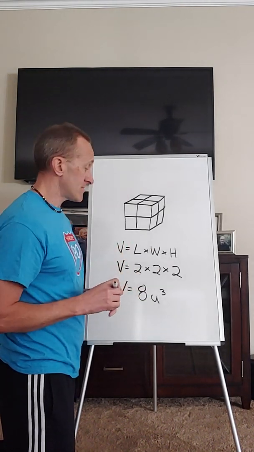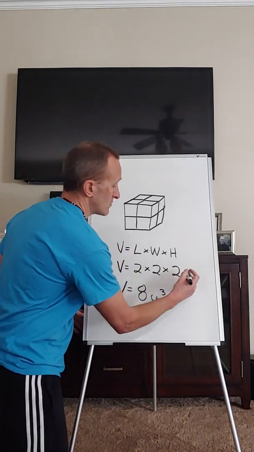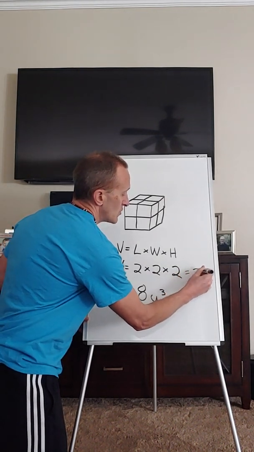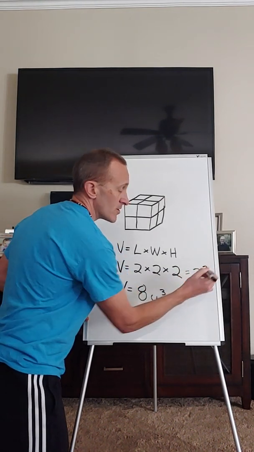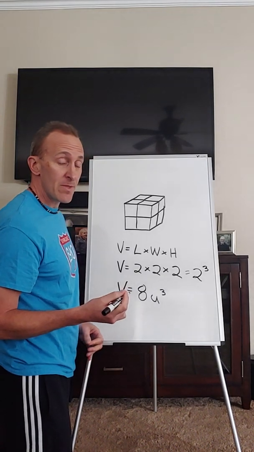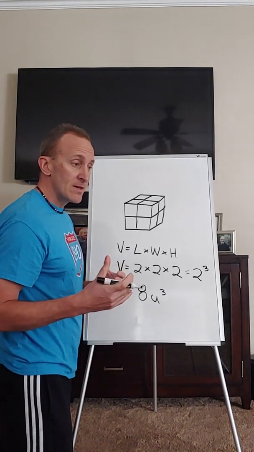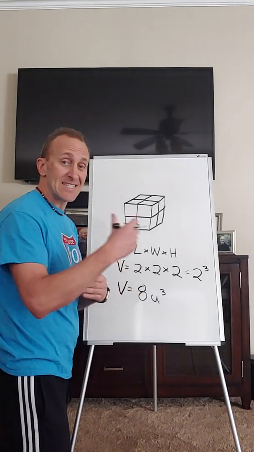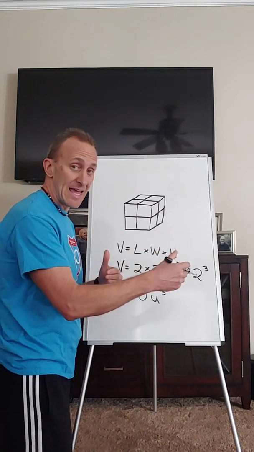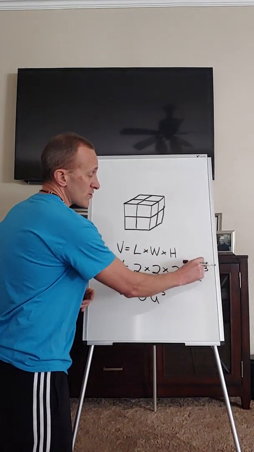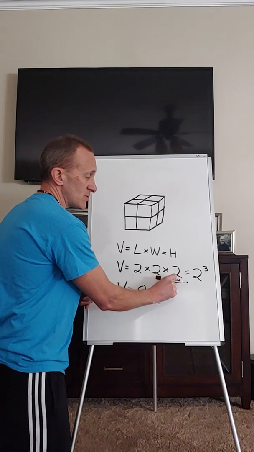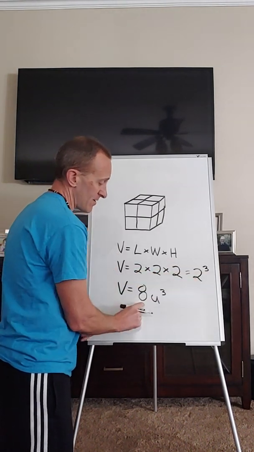Another way of looking at 2 times 2 times 2 is 2 cubed, or 2 to the 3rd power. Remember doing powers of 10? 10 to the 2nd power means 10 times 10, which is 100. 2 to the 3rd power means 2 times 2 times 2. And 2 to the 3rd power is 8.